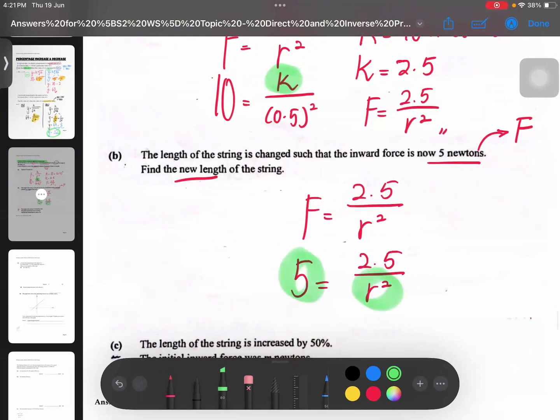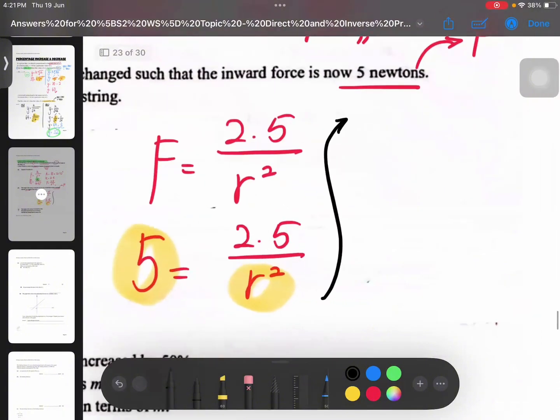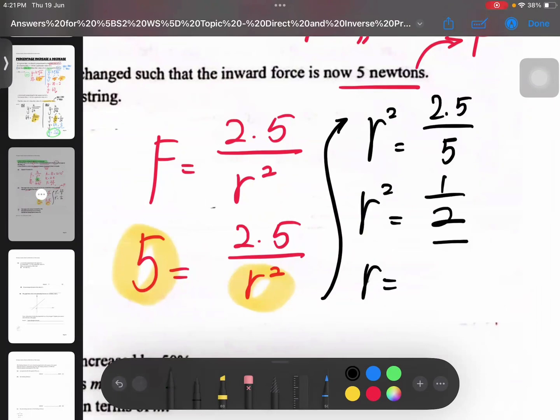R squared and 5 go on a call and say, R, you are supposed to be the main subject. So we're going to swap position. How? You're going to say R squared equals 2.5 divided by 5. Do you understand so far? 2.5 divided by 5, R squared is equal to half. So R is equal to square root plus minus half.